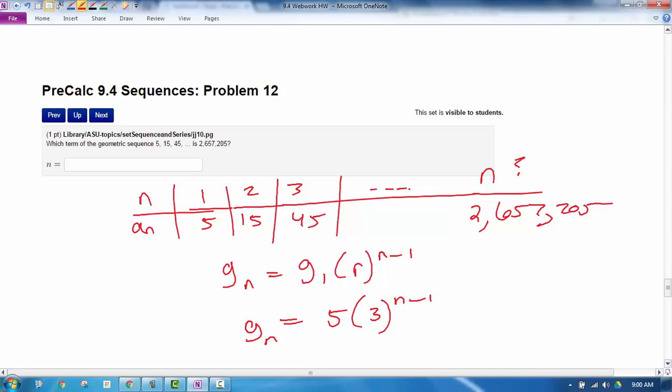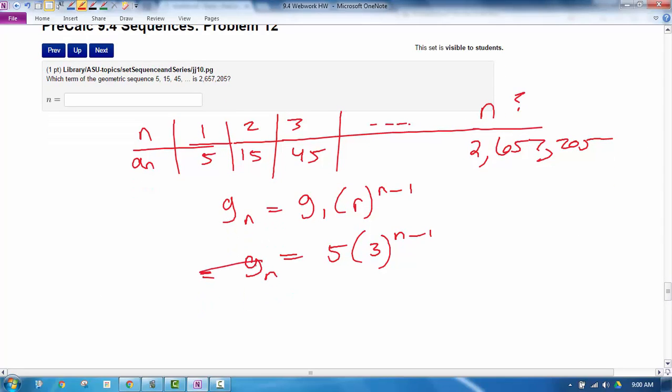If you plug in 1, you're going to get 5. If you plug in 2, you're going to get 15. So that's what we want to use. Now the question is, what term number is this? So we're going to just fill in this for our y value, 2,657,205, and we're just going to solve for n.